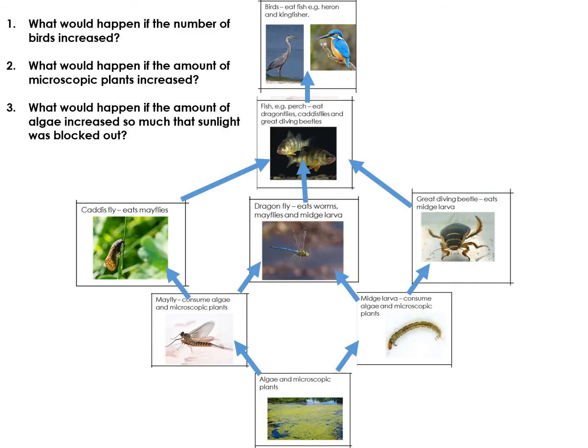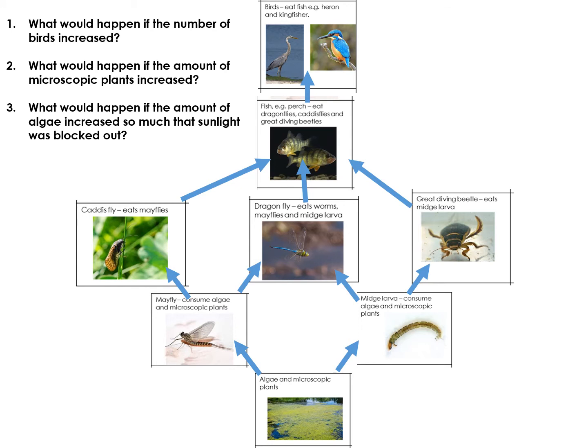So here's a tidy version of the food web, and as you can see, the arrows are going from the producers, the algae, through to the primary consumers, the mayfly, up to the secondary consumers, your dragonfly and your beetles, up to your tertiary consumers, your fish, all the way up to your birds at the top. Now, if you alter one part of this food web, it's going to shift the balance and alter another part of the food web. So take one animal out and there'll be less food for the next level up.